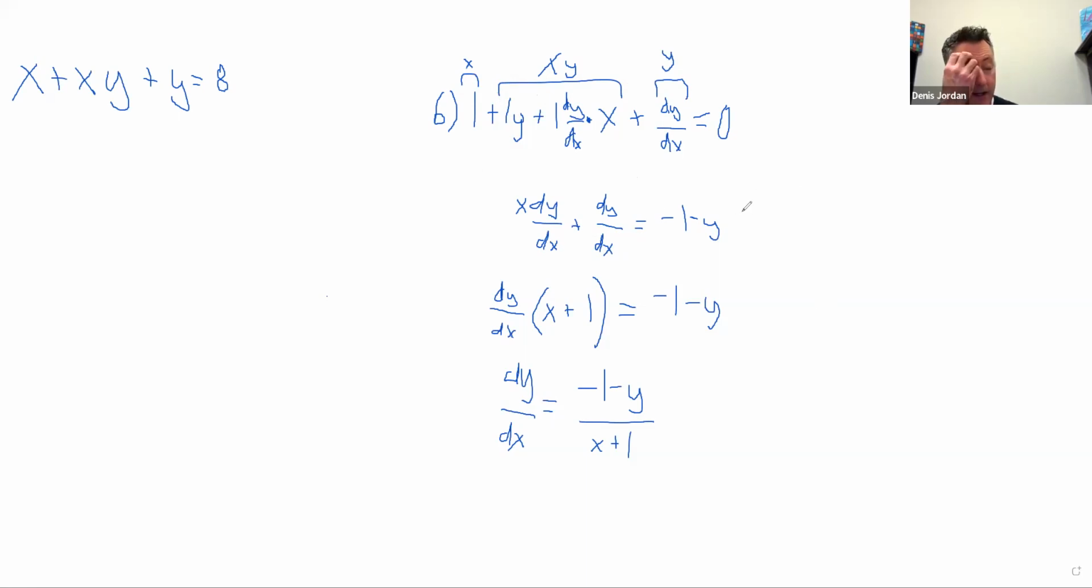Anything without a dy dx on it, just put it on the right side. And on the left side, we'll factor that dy dx out. And then we can finally divide. Negative 1, negative y, dy dx, 1 plus x. Yep. Negative 1 minus y. And then we can do 1 plus x divided by that. So dy dx equals negative 1 minus y over 1 plus x. Or x plus 1. Either way works, right? Or would you rather have the x first? No, it's up to you. Okay.